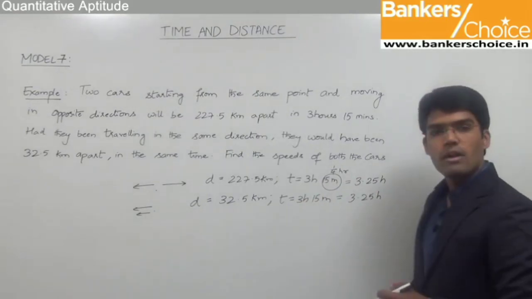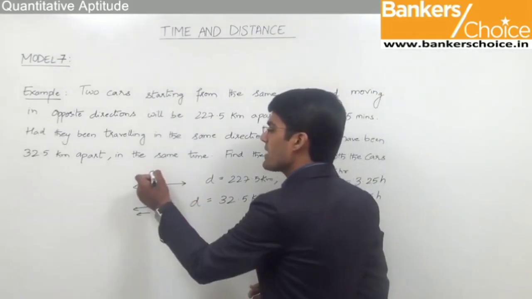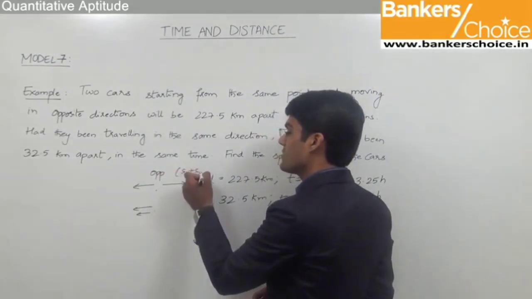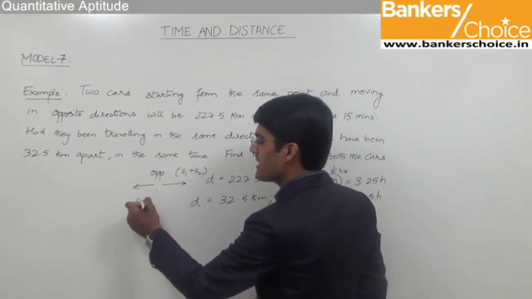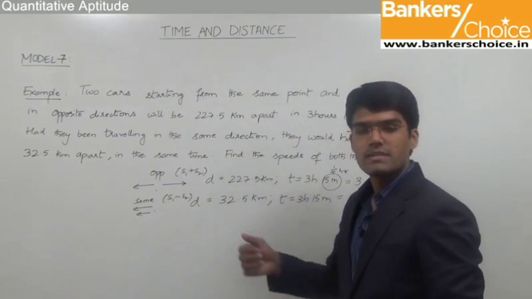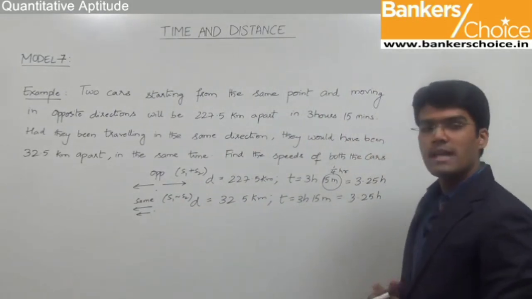Now let us see how we can find out the speed of both the cars. Now very clearly, when the two bodies are moving in opposite direction, relative speed should be taken as S1 plus S2. And we know that when they move in the same direction, the relative speed should be taken as S1 minus S2. So let us use this concept of relative speed in finding out the answer here.